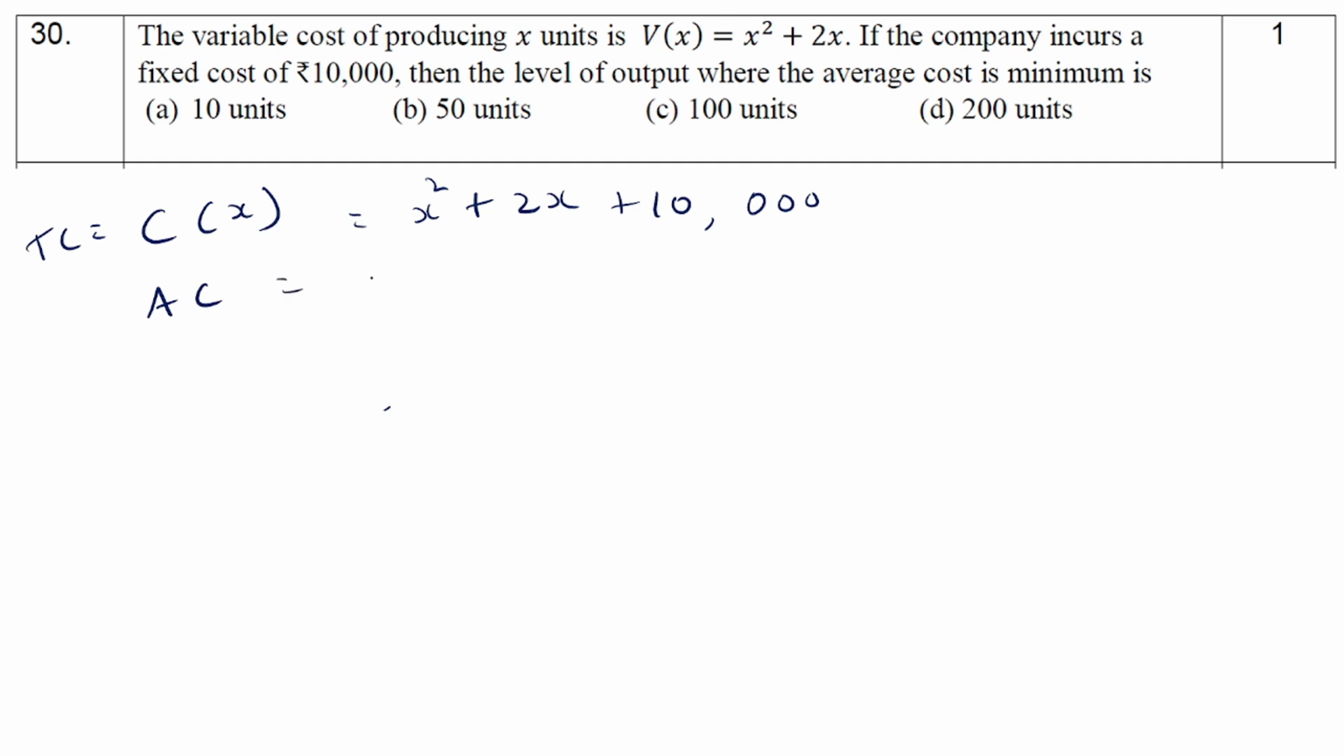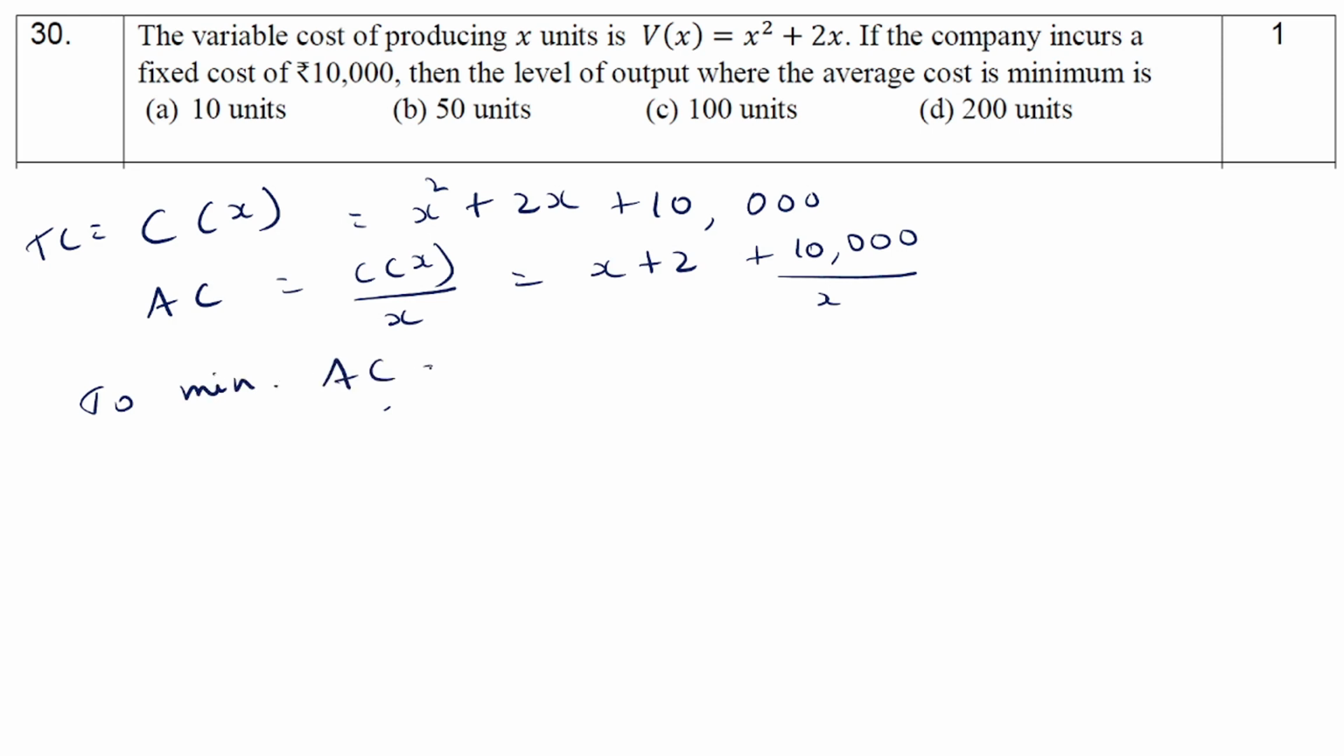Now average cost is equal to total cost upon x, or it is equal to x plus 2 plus 10,000 upon x. Now we have to minimize this average cost. So to minimize average cost, which is x plus 2 plus 10,000 upon x, we need to find the value of x at the critical points, and then we have to check whether the second derivative is more than 0.